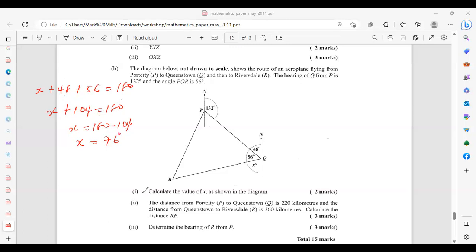The next question: the distance from port city P to Queenstown Q is 220. So P to Q is 220, we put the 220 here. Then the distance from Q to Railway R is 360, so we put the 360 here. And I want to find the distance from R to P. How do I find the distance from R to P now?